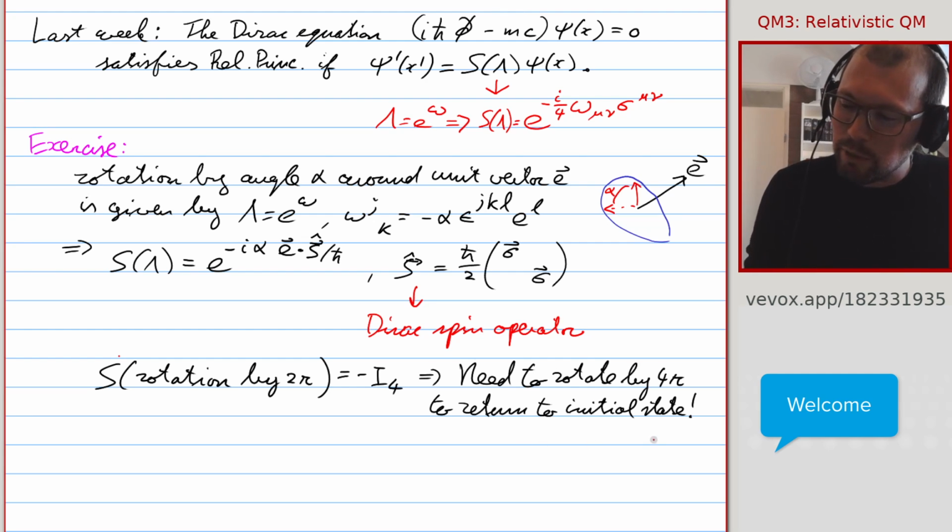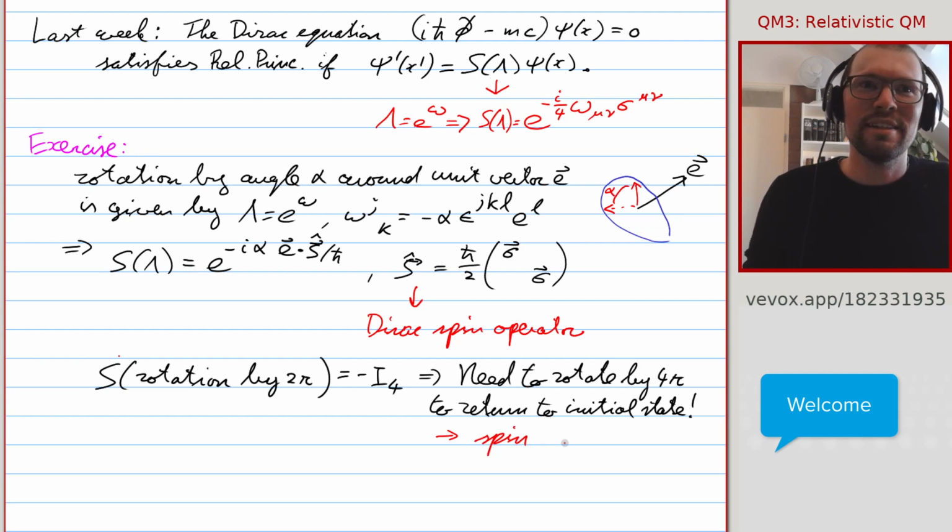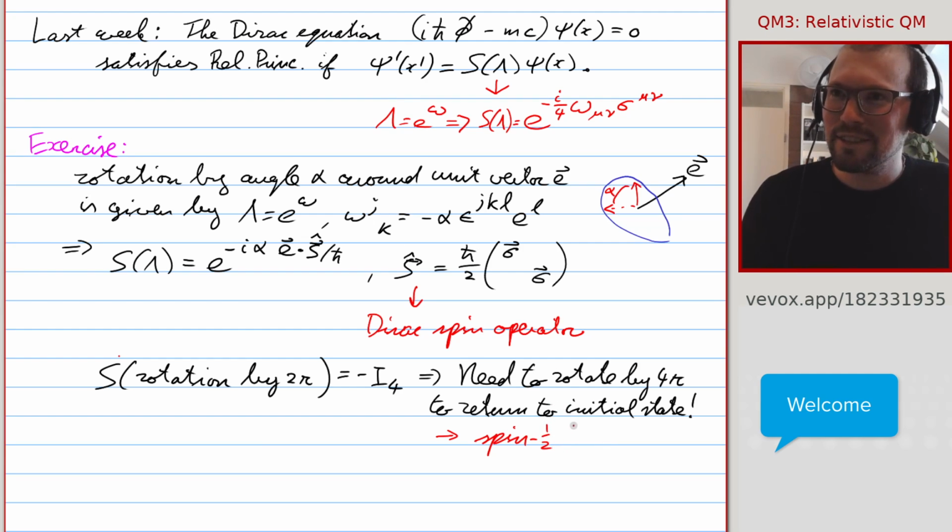So what does that mean for a particle that you have to rotate by 4 pi to get to its initial state? What will the spin be? Can somebody unmute and tell me? Or just by the fact that these are the Pauli matrices that do the rotation. Where did you see this before? Spin half, very good. Spin 1/2 particles.